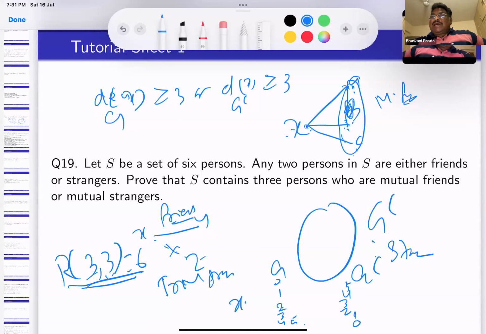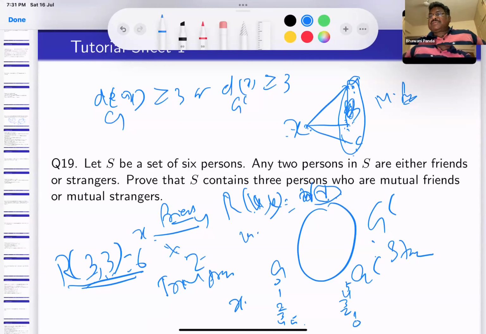So R(K,K) is equal to, say, R. R is the minimum number of vertices required so that every graph with R vertices will have a complete graph with K vertices or an independent set with K vertices. Right. So this is the meaning of R. So what is the value of R?